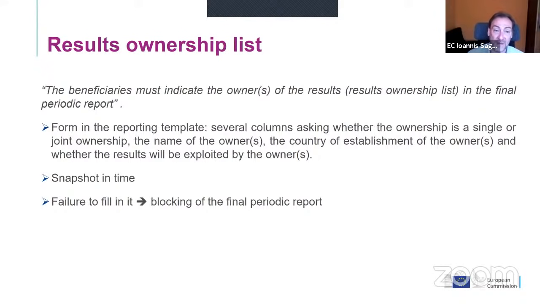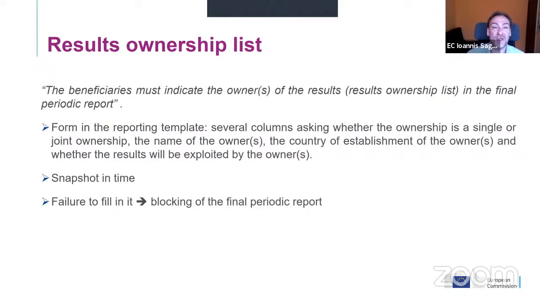But when it comes to the results, we need to know who is owning what and who is going to exploit. And this is a snapshot in time, and we expect this to be delivered even at the last day of the project. And that is an obligation that may block, let's say, the final periodic report and the consequences that this might have. So we want to know the name of the owner, the country of establishment, and whether the results will be exploited by the owners or somebody else.